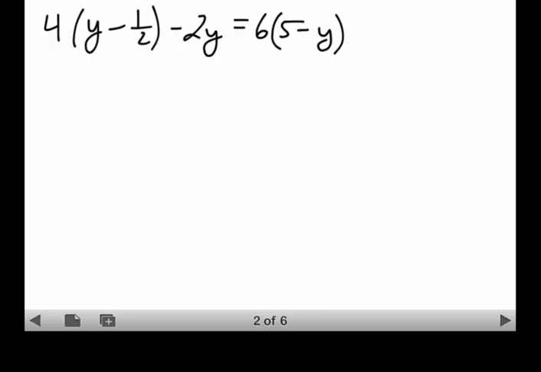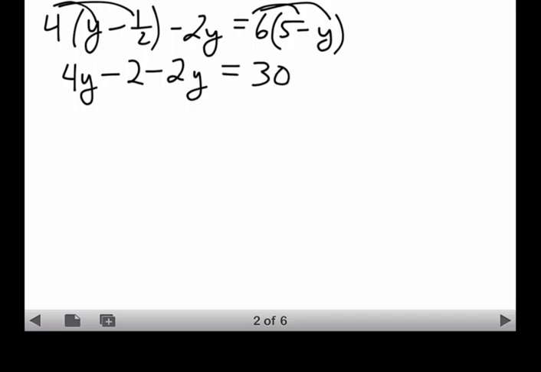Let's get started. For our first equation, we have 4 times the quantity of y minus 1/2 minus 2y is equal to 6 times 5 minus y. Now, considering our four-step process, for our first step, to simplify each side, we're going to start with distributing to clear the parentheses. When I do that, I get 4y minus 2 minus 2y is equal to 30 minus 6y.